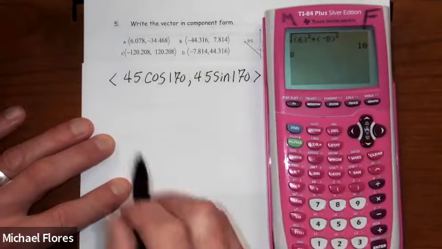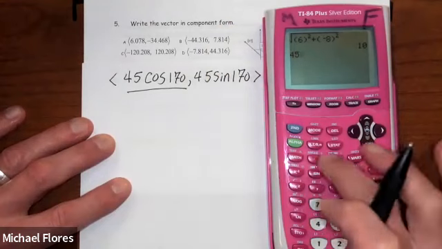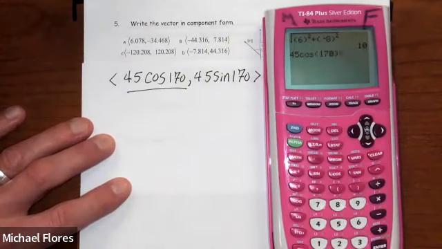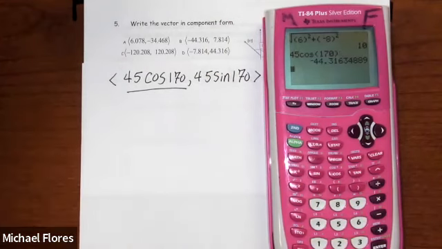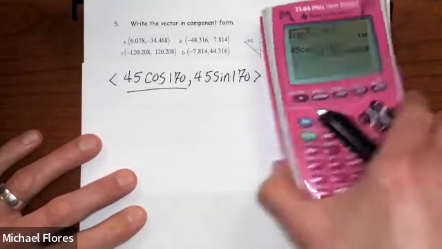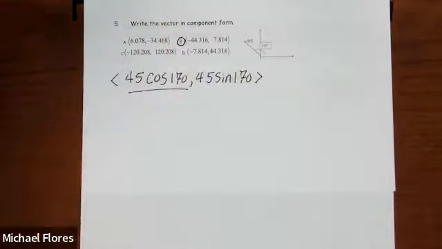Go to your calculator. Let's plug in the x portion first. 45 cosine 170. If you're following along with me, is there any need to plug in our y portion into the calculator? No, because there's only one of these answers that has an x value of negative 44.316. It's B.